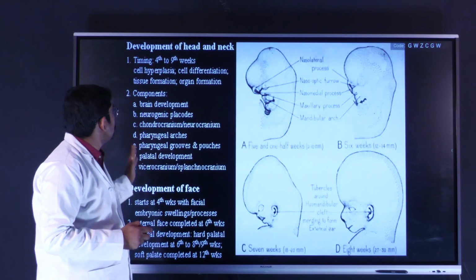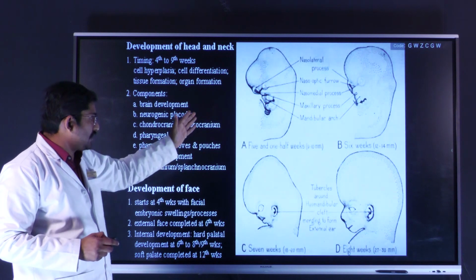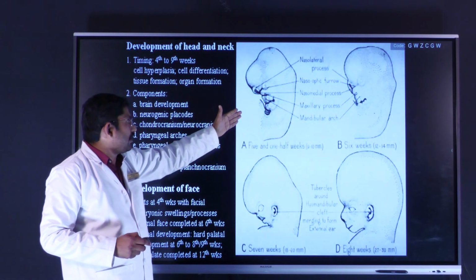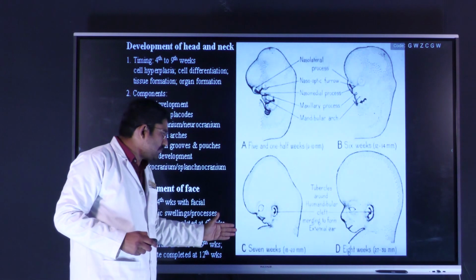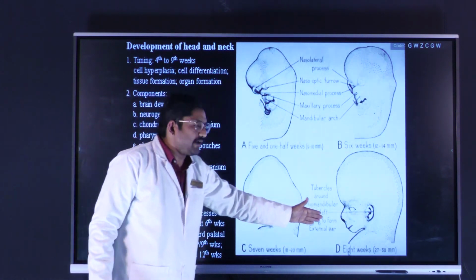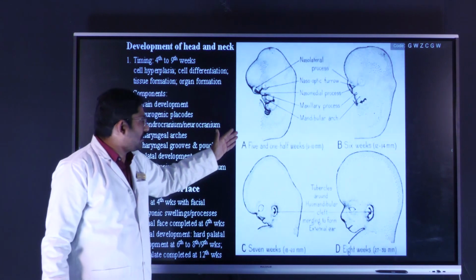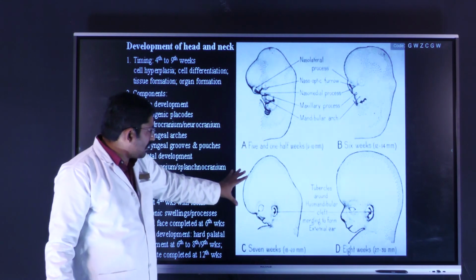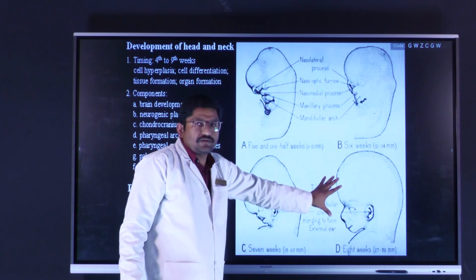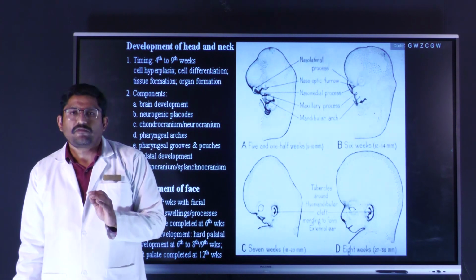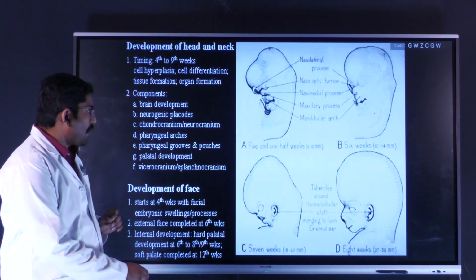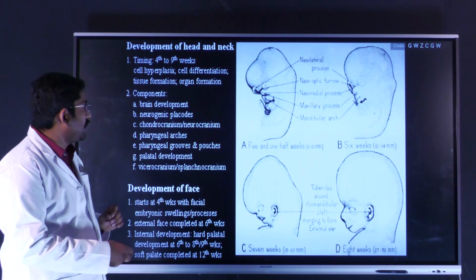Intramembranous ossification. This is the development of the head and neck. These are the embryonic stages at 5.5 weeks, 6 weeks of the embryo in the mother's womb, 7 weeks, and 8 weeks of the embryo. You can see the face is getting developed here. You can see the face at 8 weeks of intrauterine life. You can see the proper shape of the head being formed.